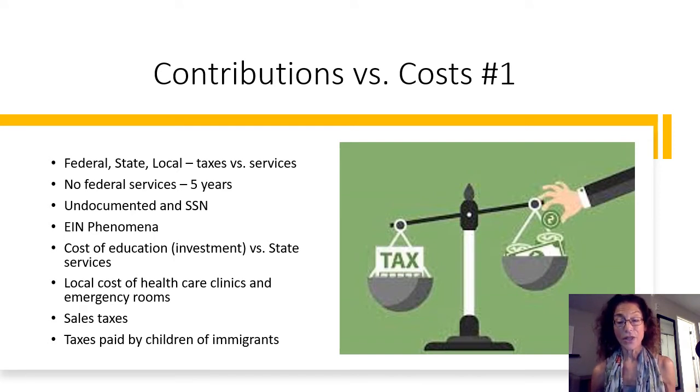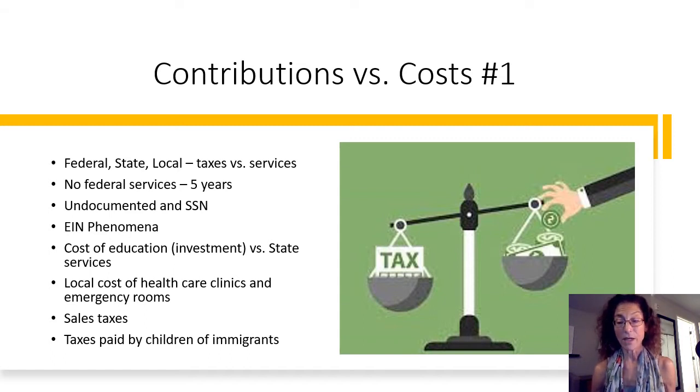First, the ratio is different at different levels of society. So again, I'm going to use the United States as a case study. At a federal level, immigrants pay way more into the system than they get from it. Even when Philip Martin wrote in 2017, immigrants at a federal level paid far more than the services that were actually available to them, and the services available to them have been restricted every year.